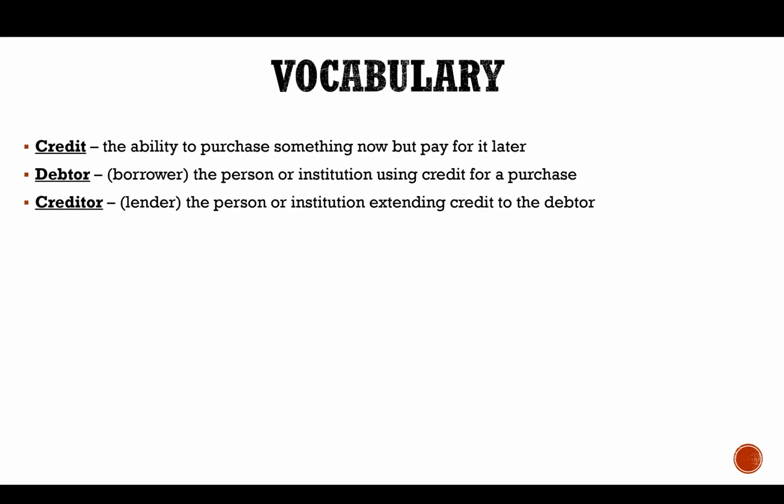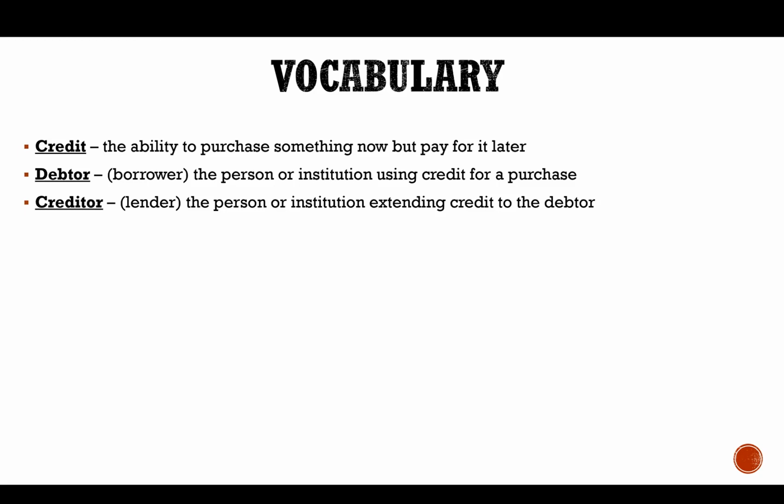The creditor is the opposite. The creditor is the person or institution that's extending that credit to the debtor, the one giving the loan out. They're lending money to the borrower, so they're also known as the lender.